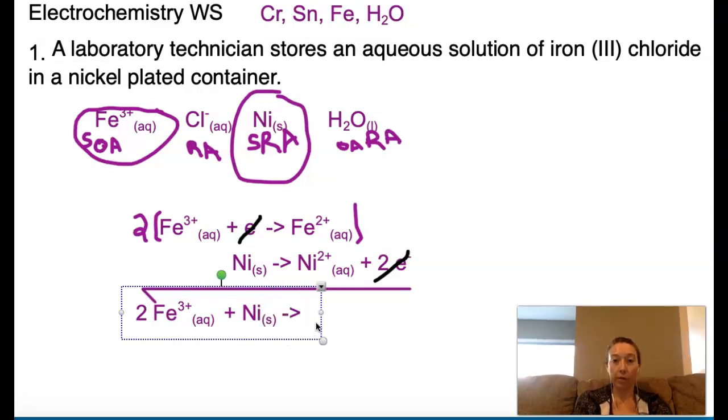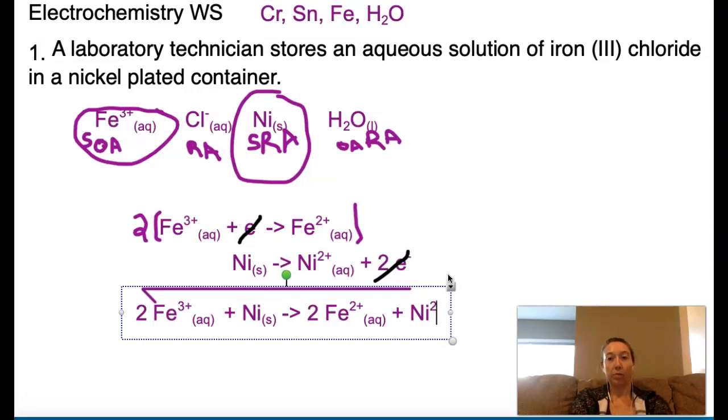This is now going to turn into, and then we put all our products on that side. So again, don't forget that that 2 also applies over to this iron 2. I know sometimes you guys, instead of putting the 2 up here, you like to put it in front of each thing, and that's totally fine too. If you think you're going to forget that it's over here and that you need to apply it to each of those, you absolutely can do that. So we're going to get 2 Fe2+ (aq) plus that Ni2+ (aq).